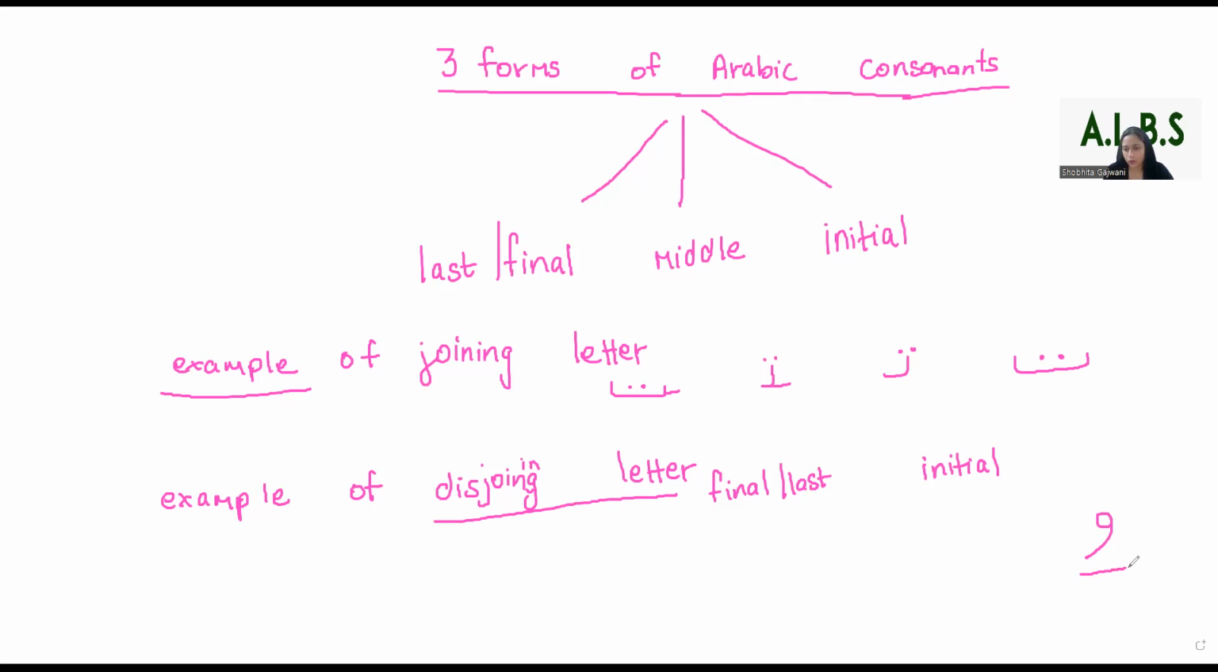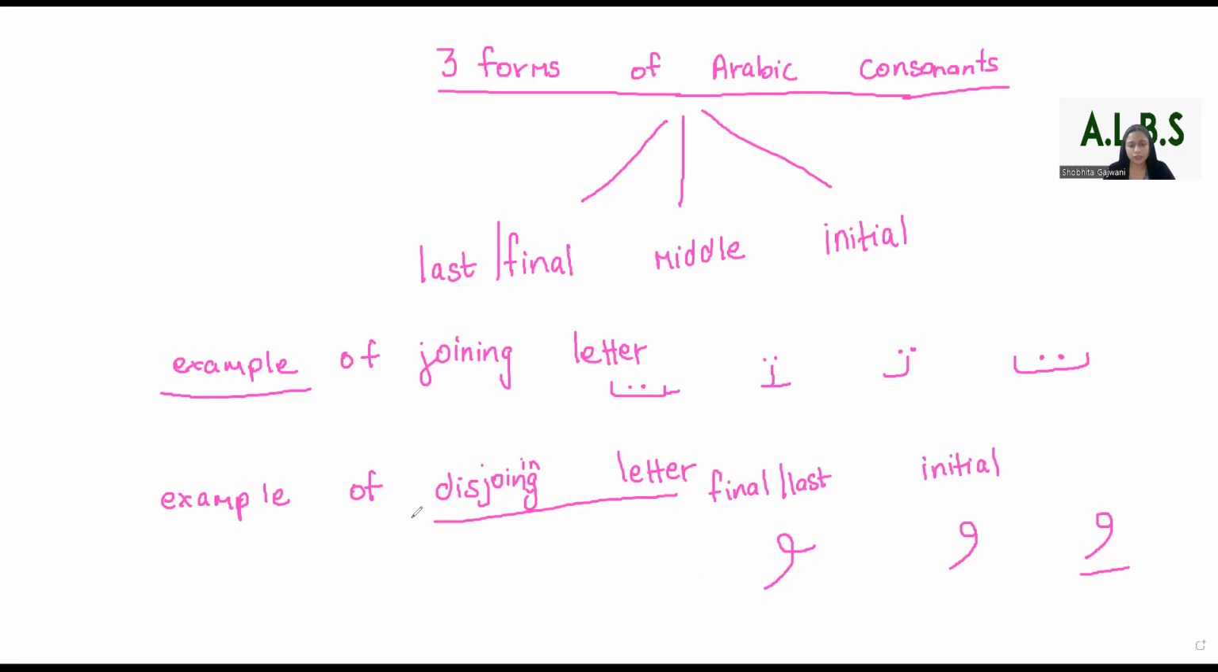This is Wow, and now I'll be writing the initial form of Wow. In initial, the letter is written as itself, and in the final or last form, it has the tail on its right side and then the letter itself.